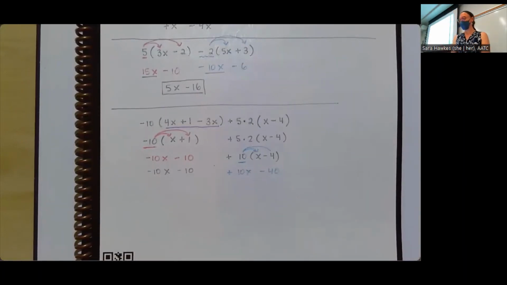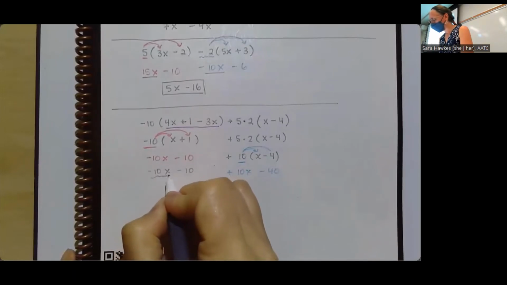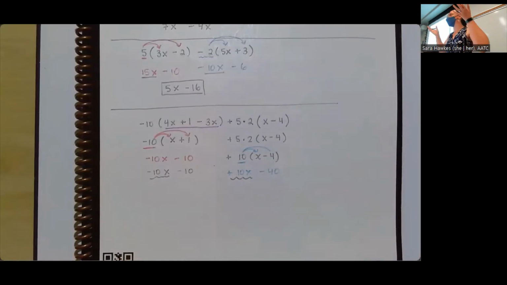My last step, I'm going to combine like terms. I'm going to go, oh, hey, I've got a negative 10 and a positive 10. Negative 10 plus 10.